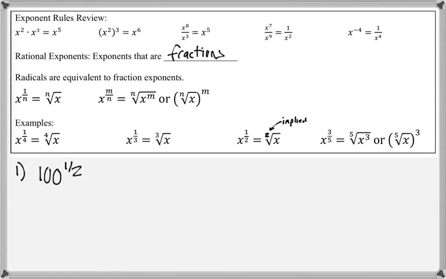If you had x to the 3 over 5, that would be the 5th root of x cubed, or the 5th root of x with parentheses and then cubed, either way. So for number 1, 100 to the 1/2, that is the same thing as saying the square root of 100, and the square root of 100 is 10.